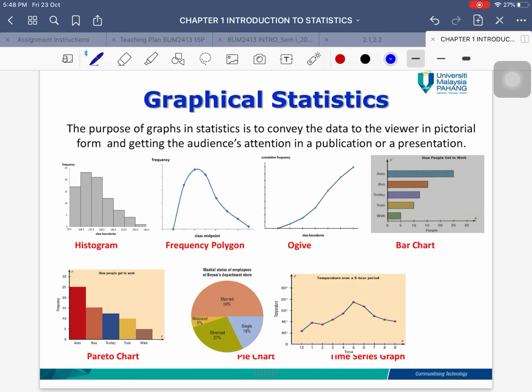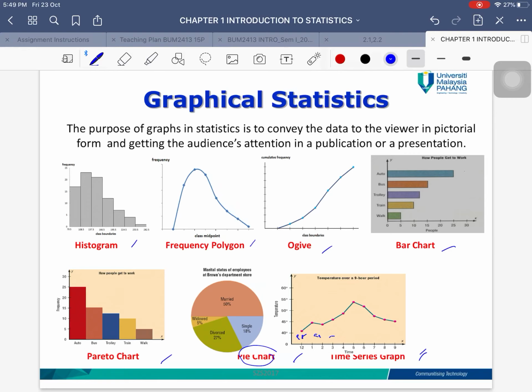The first type of graphical statistics that is commonly seen is the histogram. Everyone loves histograms. And then we have the frequency polygon. If you have data that involves frequency, you might want to use this. And then we have the ogive, bar chart, Pareto chart, pie chart, and also the time series graph. A time series graph is used when you have data from 1998, 99, 2000, and so on.